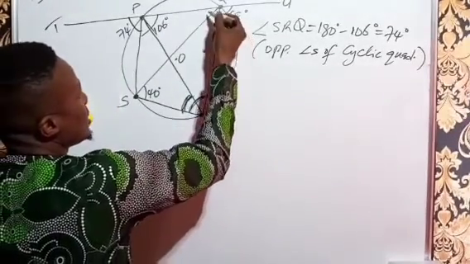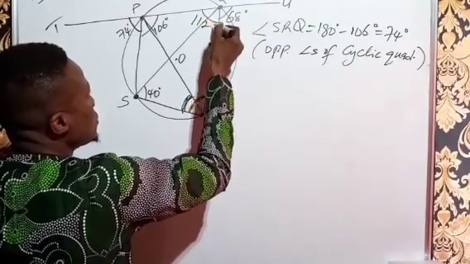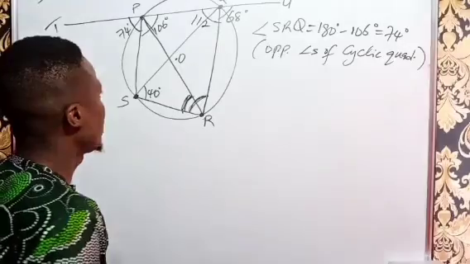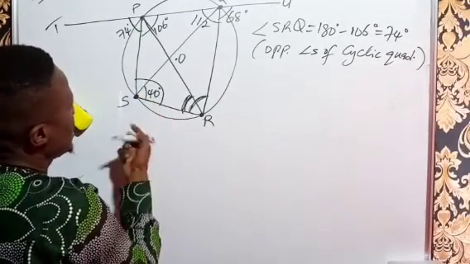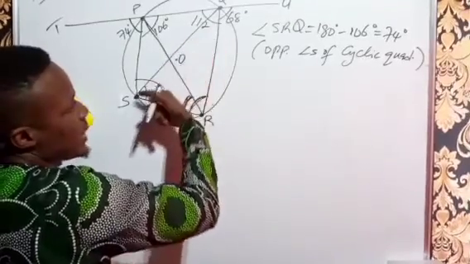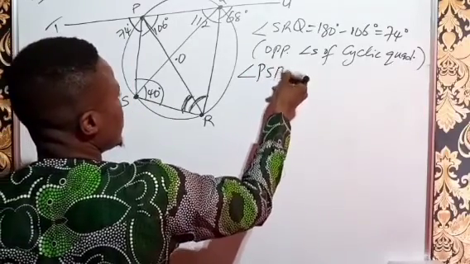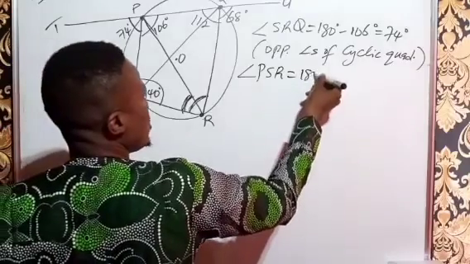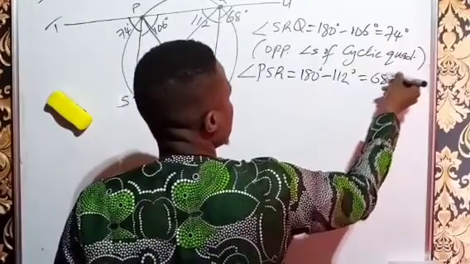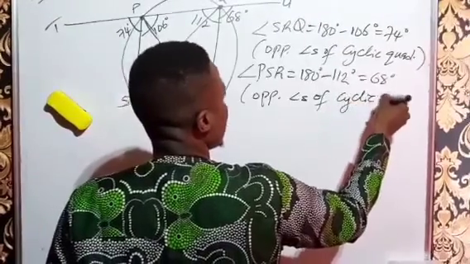Also, if here is 68, it is a straight line also. Here should be 112. Okay, because 68 plus 112 gives me 180 degrees, angle on a straight line. Also, the total angle at S will be 180 minus 112. They are still opposite angles of cyclic quadrilateral. So angle PSR will be 180 degrees minus 112 degrees, which is 68 degrees. Reason again: opposite angles of cyclic quadrilateral.